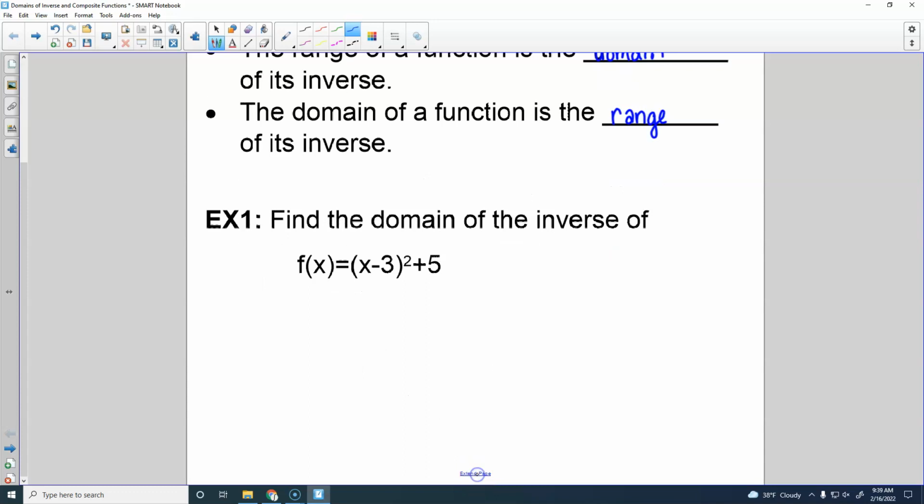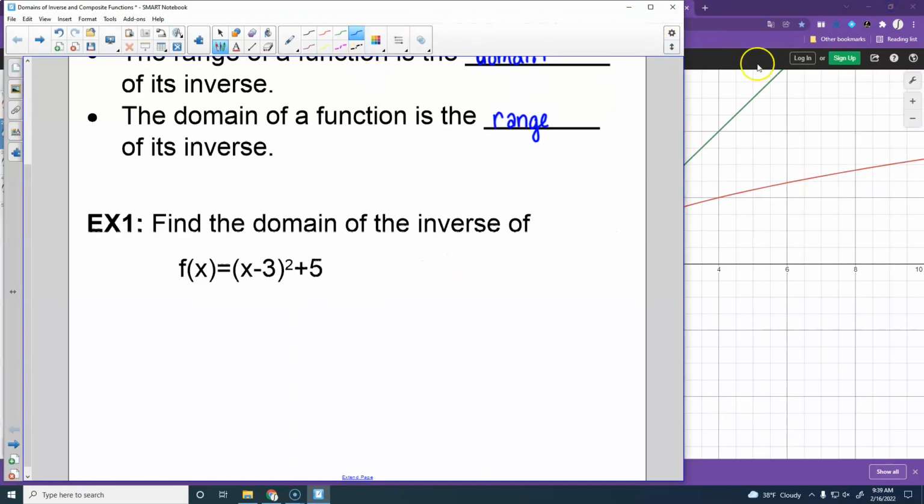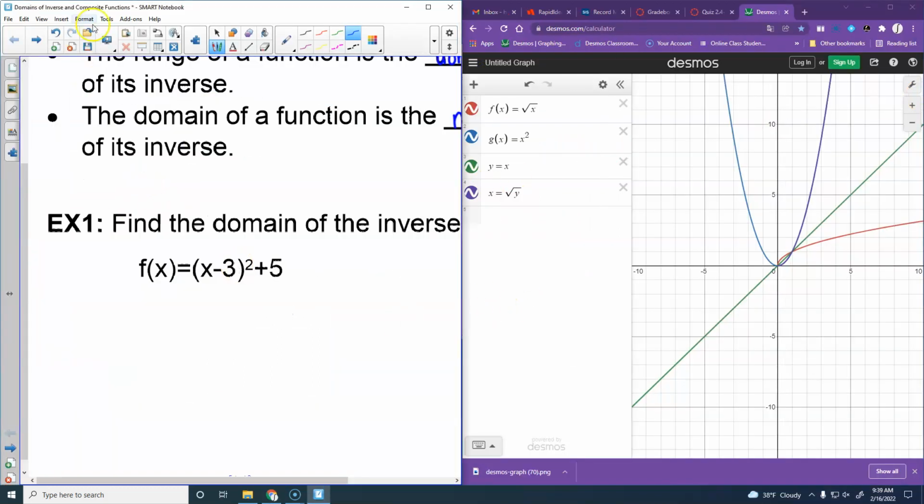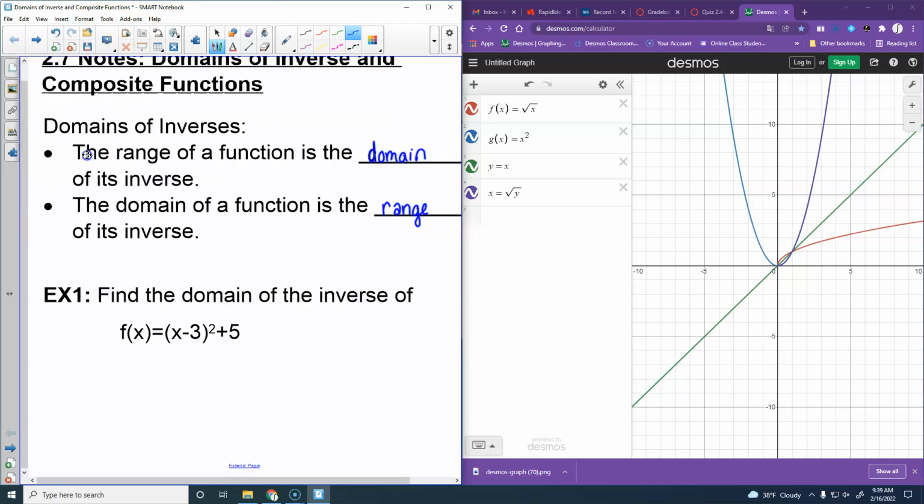So what you're going to see, and I'm going to give you some on the test for this, is that I will ask you to find the domain of the inverse of a function, but I will only give you the picture of the function. So I won't give you the picture of the inverse. I will give you the picture of just the function that I'm talking about.